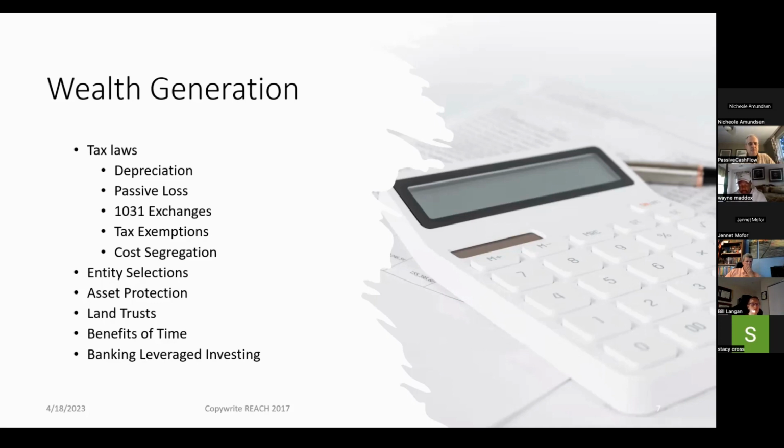Okay. So I'm not going to talk too much about entity selection here, because I'm going to do a Teaching Tuesday on this down the road. But let me say that 90 to 95% of the time, you want to use LLCs, limited liability companies. It is rare when a C Corp or an S Corp is the best decision. And we'll talk about those a little bit later, but when in doubt, LLC is the answer.